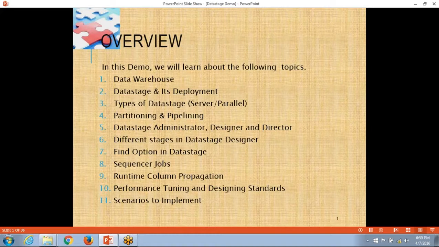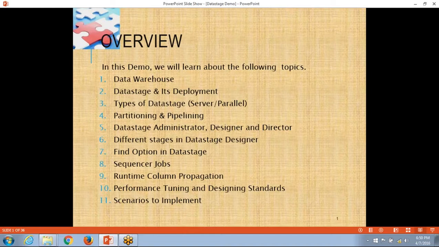We'll also learn about runtime column propagation, how it is used to create generic jobs in DataStage, because the basic advantage of using runtime column propagation sometimes is that it helps in creating generic jobs. So how does it help in creating a generic job, and what is the usage?